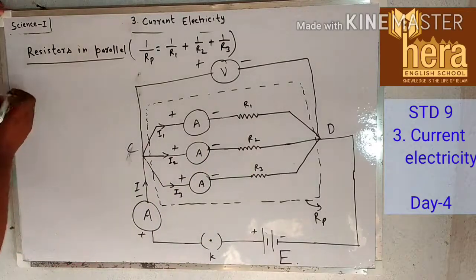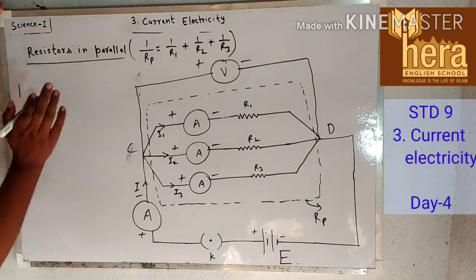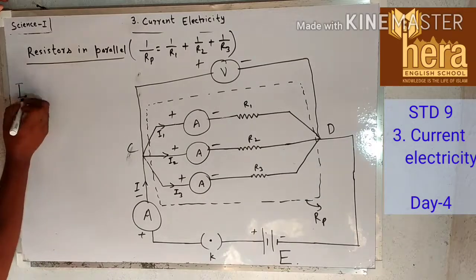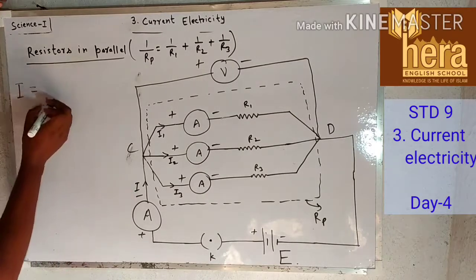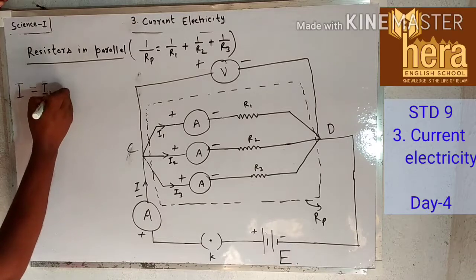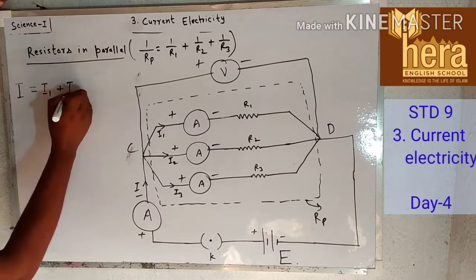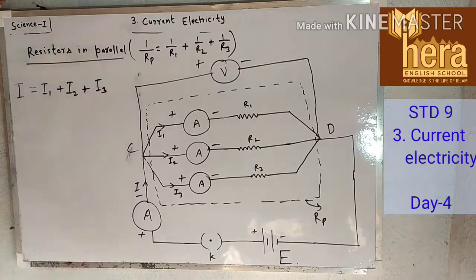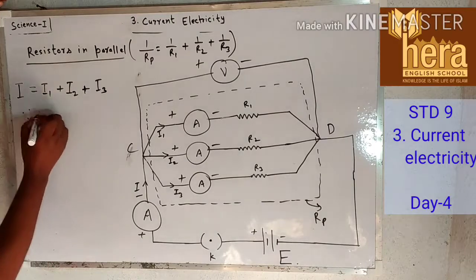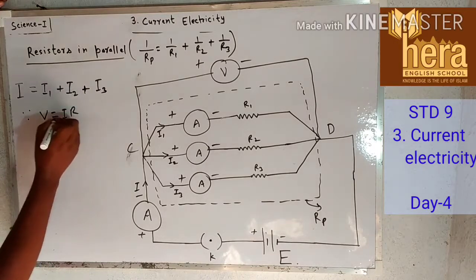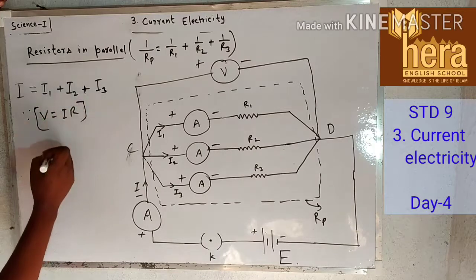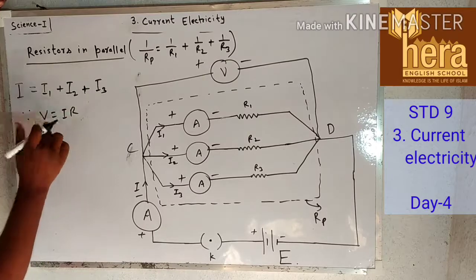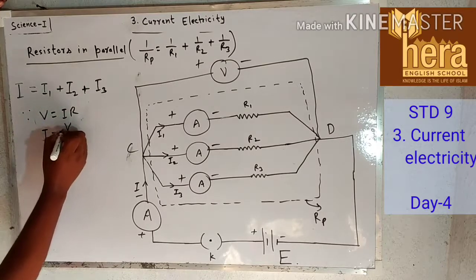So here, in the language you will write, that is given in the textbook. You can follow the textbook. Okay, this I will be equal to I1 plus I2 plus I3, and since V is equal to IR, we know that V is equal to IR. So therefore I will be equal to V upon R.